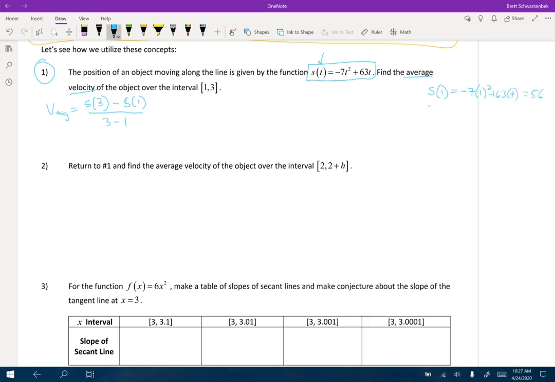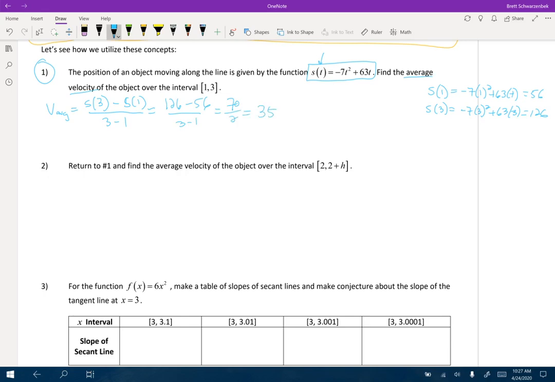S of 3, we need to do the same thing with 3. We need to take 3 and plug it into our equation. We're going to get 126. So this allows us right away to do 126 minus 56 over 3 minus 1, which is 70 over 2, which we know is 35.